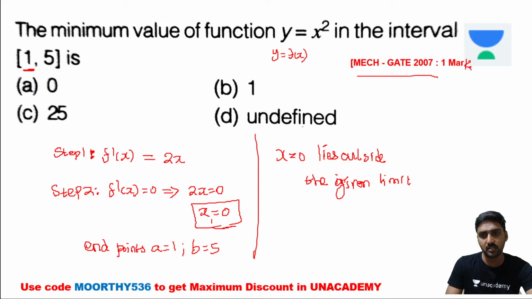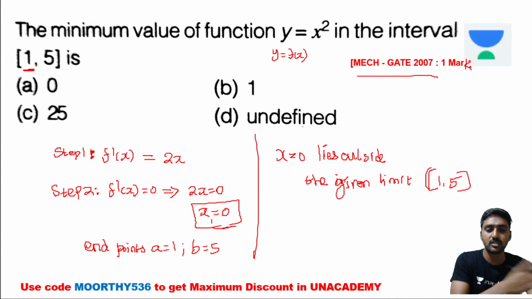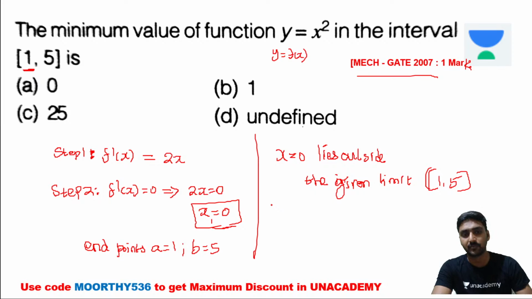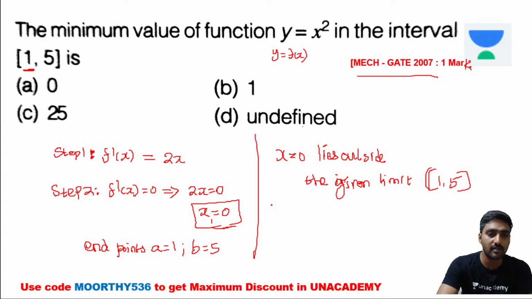So what will be the given limit? The given limit is 1, 5, and x equals 0 is outside the limit, right? So we are not going to consider x equal to 0 to identify the extrema. Only the end points are considered. In case we are not getting critical numbers inside the limit, then we need to identify the maxima and minima by using only the end points.